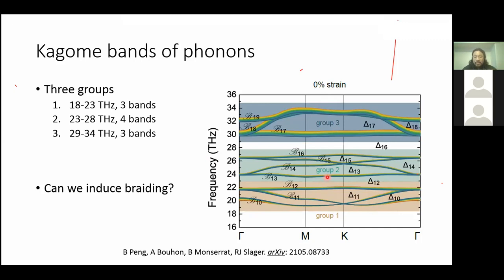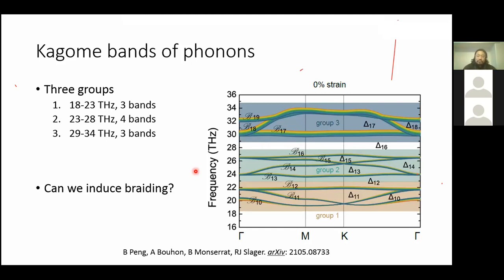The second group has 4 bands, formed by bands 13 to 16. There are 2 flat bands that have a Dirac cone on top and below this Dirac cone. And there is also a higher band that also has this 3-band system. The question is, how can we induce the braiding process?